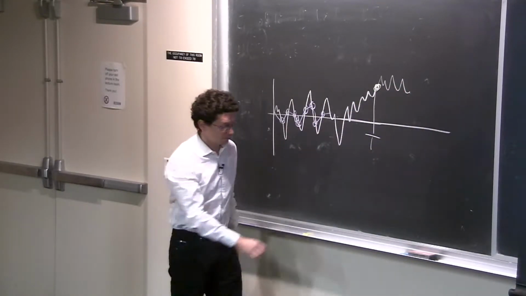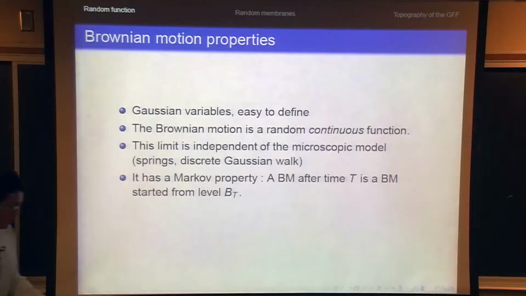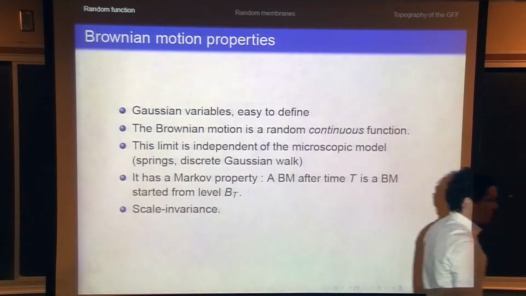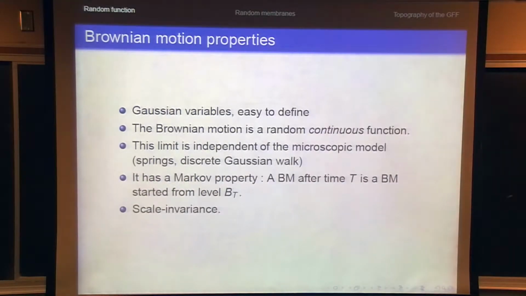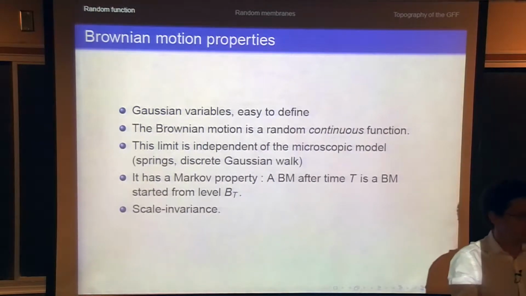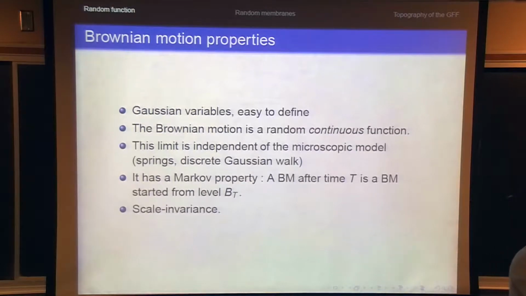Well, it's just going to be another sample of a Brownian motion that is going to start from here. So that's the Markov property. Now, clearly, there is a scale invariance property because it's something that you have obtained as a scaling limit when you have zoomed in a certain way. So this guy is going to be a random fractal.